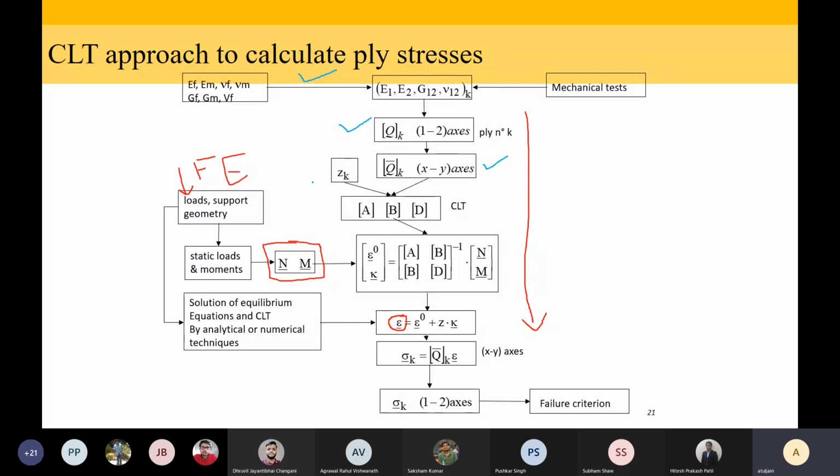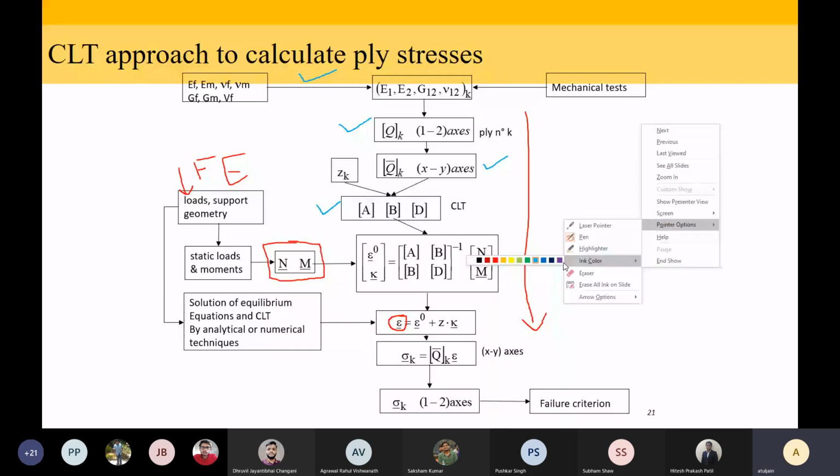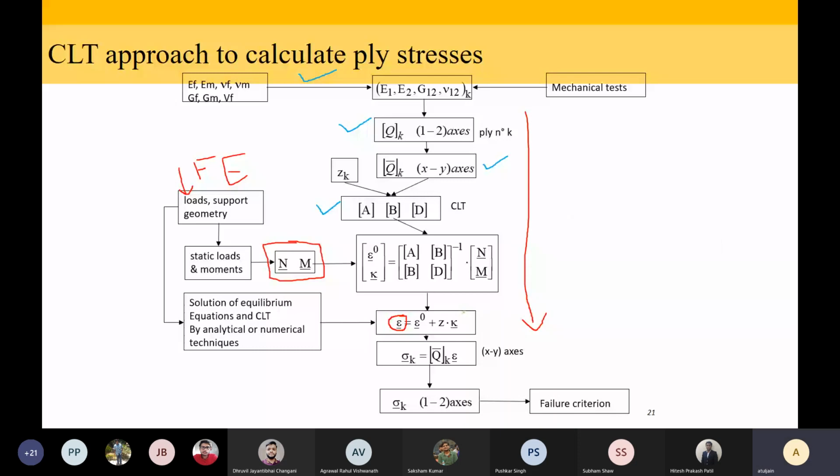Now, last week I had described how, if the layup sequence is given, from the layup sequence you can calculate the ZK matrix, and from the ZK matrix you can calculate the ABD matrix. The next part of your term project is to implement this box, so that you know how to calculate the A, B and D matrix.